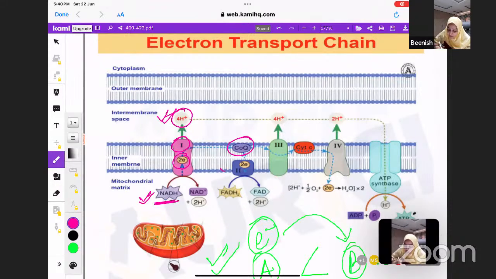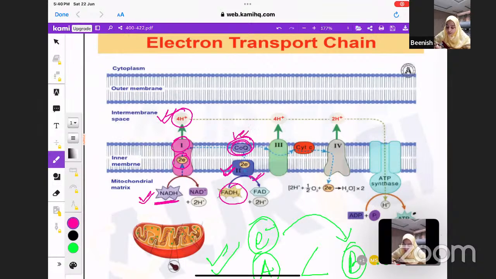Now your second complex, let's talk about complex 2. This is receiving electrons from FADH2. So FADH2 is going to give its electron to complex 2, and then this complex 2 is going to give its electron to coenzyme Q. But here the energy release is not enough for complex 2 to act as a proton pump. Protons are not being pumped into the intermembrane space by complex 2. Okay, remember this. Complex 1 was pumping 4 protons into the intermembrane space from the matrix, whereas your complex 2 is not pumping any protons.